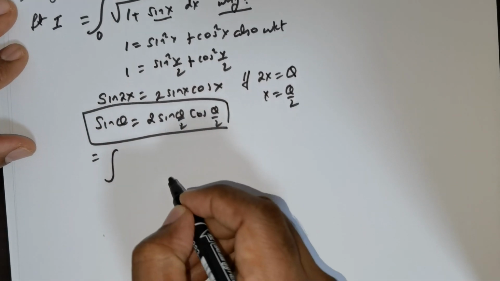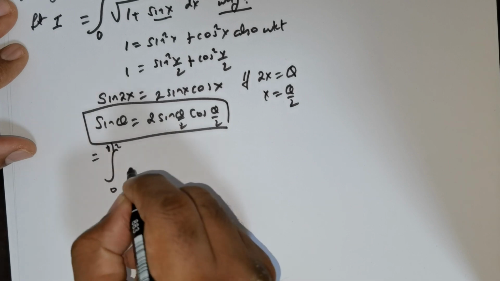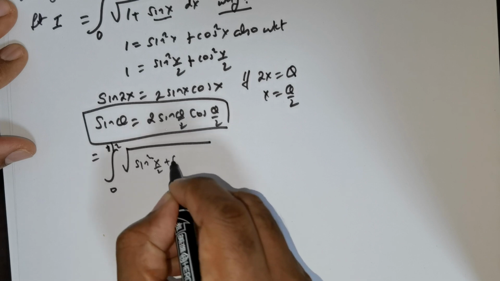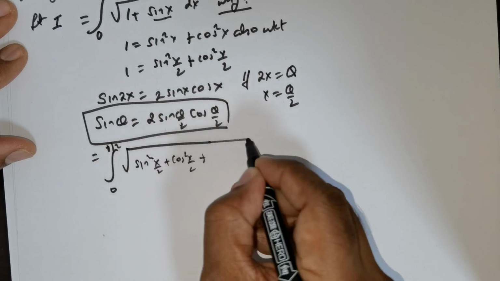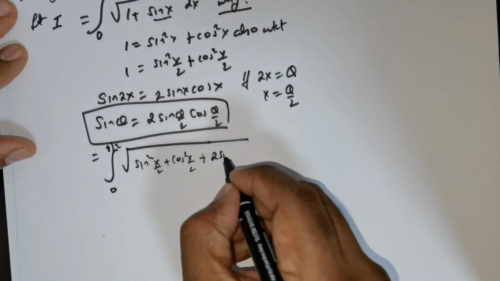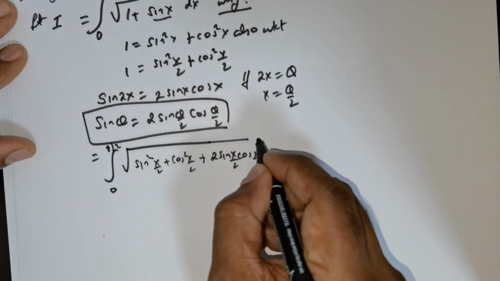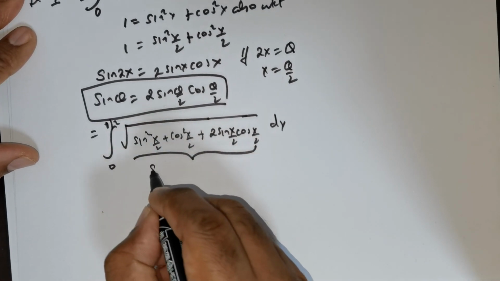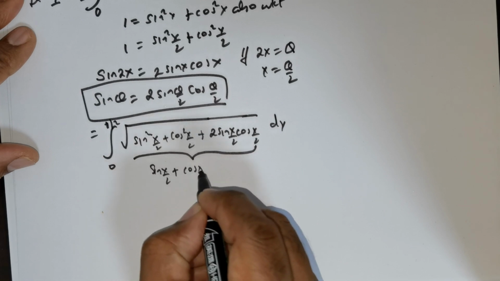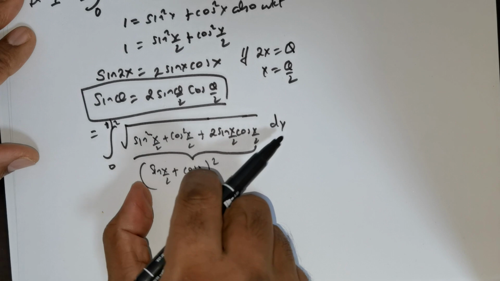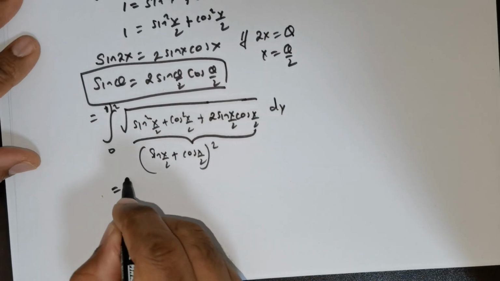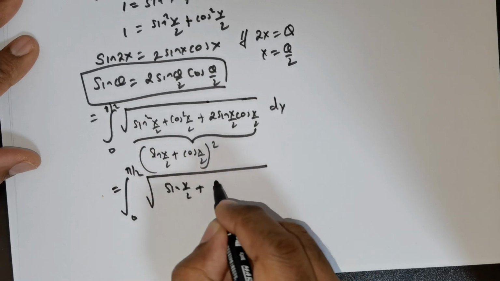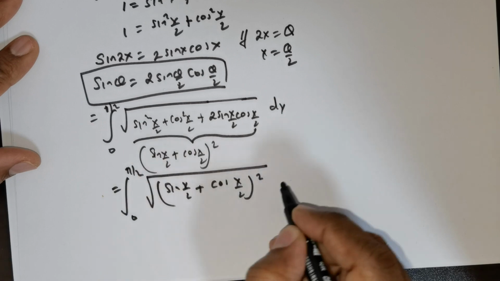So this would now imply the integral from 0 to pi over 2 of the root of 1. I'm going to write 1 as sine squared x over 2 plus cos squared x over 2, plus I'm going to write sine x as 2 times sine x over 2 times cos x over 2, times dx. Now this entire thing is of the form sine x over 2 plus cos x over 2 raised to the power of 2, right? So I'm exactly going to put this over here. So this is equal to the integral from 0 to pi over 2 of the square root of sine x over 2 plus cos x over 2 raised to the power of 2 times dx.